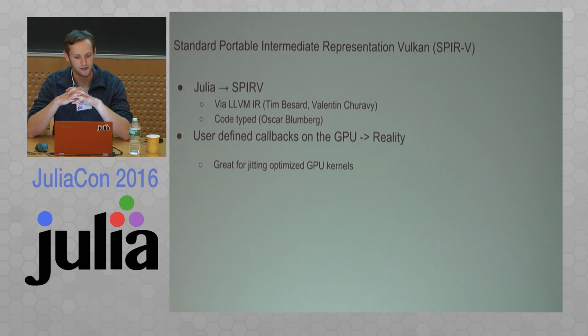And then you could also go from code typed in Julia and emit SPIR-V directly. Oscar, he's up there, wrote a little prototype for that. That's actually working already for very simple cases. And that would make these user-defined callbacks that you can execute on the GPU a reality that I was talking about before.